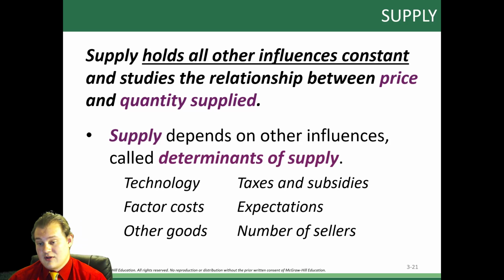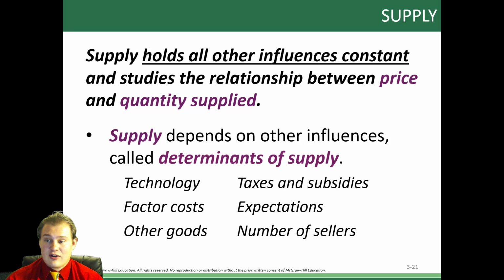Other goods, such as competing goods, will also change your supply. Also complementary goods: if hot dog buns are going up and people are buying them, all of a sudden there's going to be more demand. Sellers reading that demand might look ahead with expectations and move their supply up. Number of sellers is a big thing.